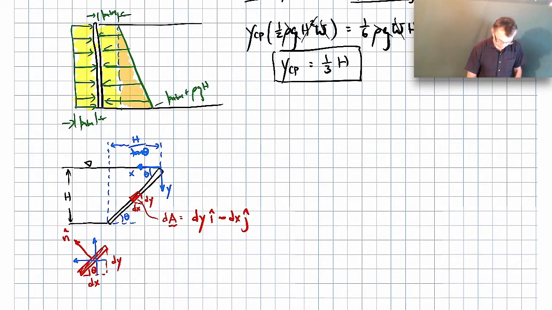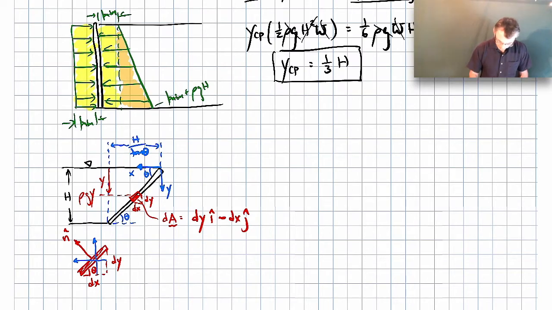So we have a component in the x direction, and then we also have a component that's pointing in the minus y direction. Okay, so that's my little bit of surface area. The pressure on that part of the surface here will be rho g y, because y is the distance down to that little bit of area. Here's our y coordinate system, so it's just some depth y. So our pressure is rho g y.